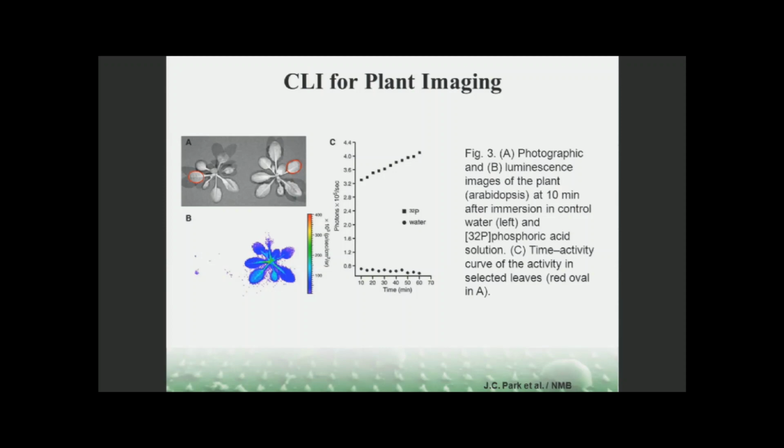In their paper, they also demonstrated that Cerenkov luminescence can be used for plant imaging. You dip the plant into P32 labeled phosphoric acid, then develop the leaf and put it into the optical imager, and you see this distribution of the radiotracer. This gives very interesting information. Potentially it can be used to study plant biology.